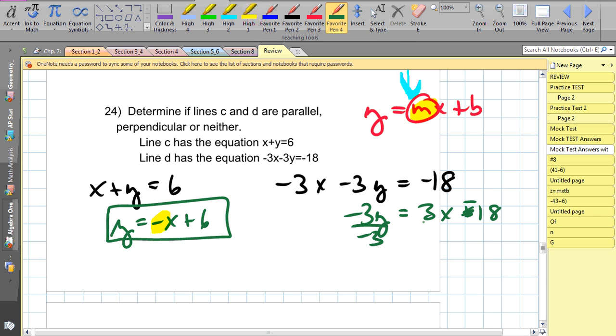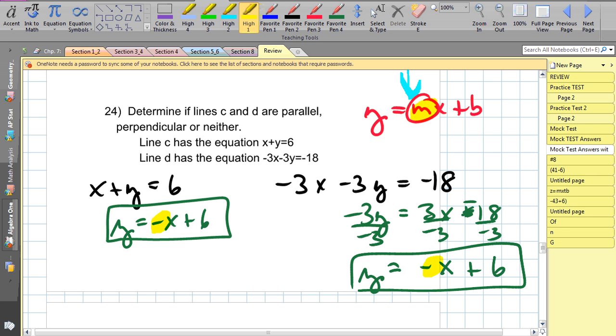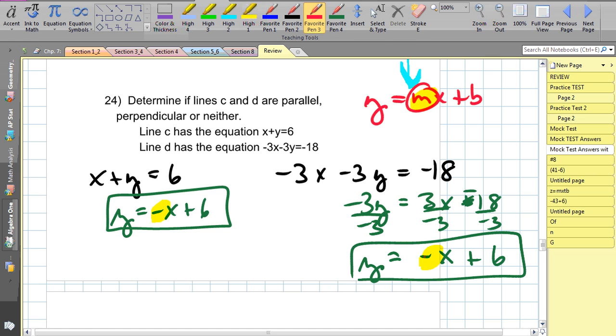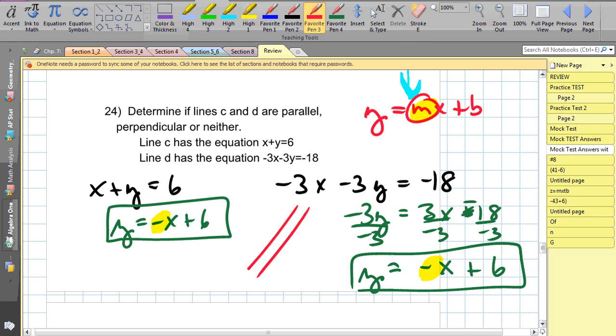And then I'm going to divide everything through by a negative 3. So this is y equals negative x plus 6. Well, in this case, notice their slope is negative 1. So if this guy has a slope of negative 1 and that equation has a slope of negative 1, these two lines are parallel.